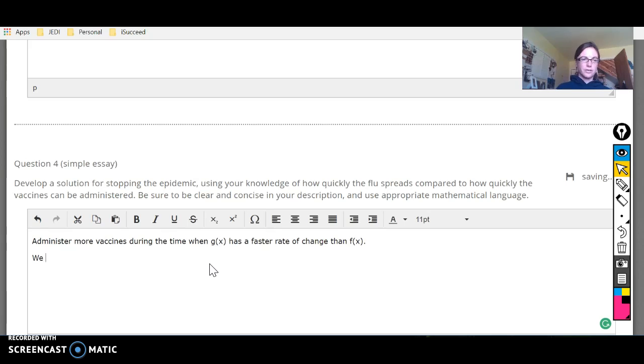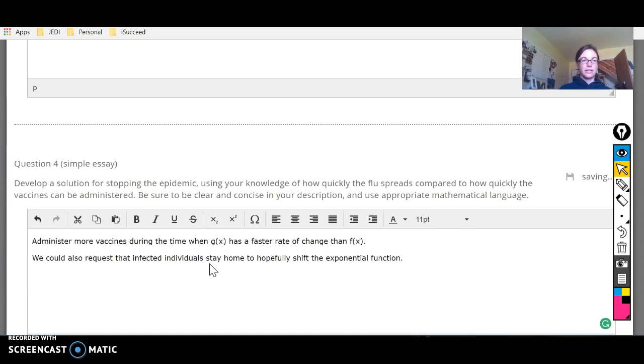We could also request that infected individuals stay home to hopefully shift the exponential function.